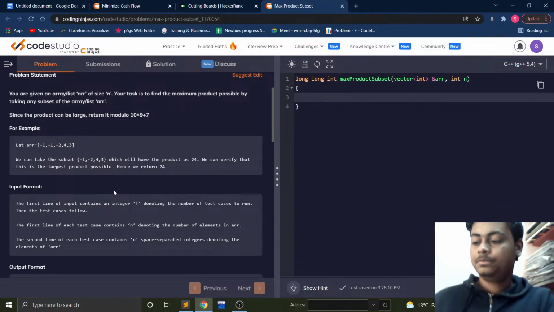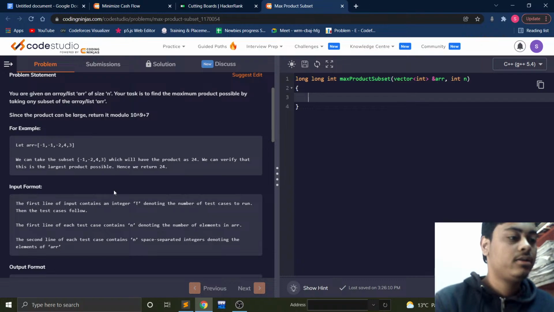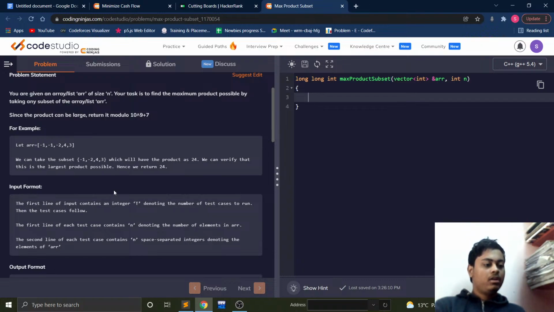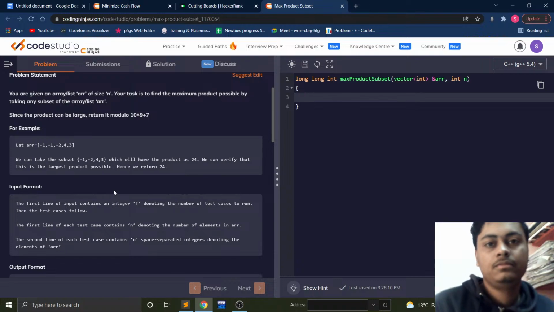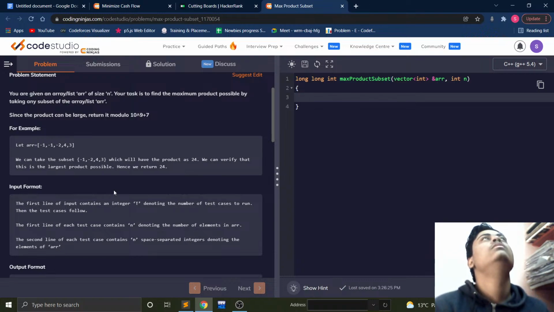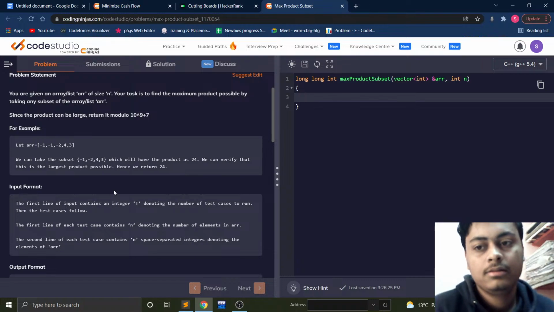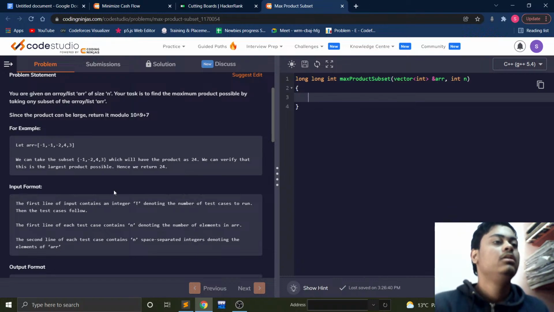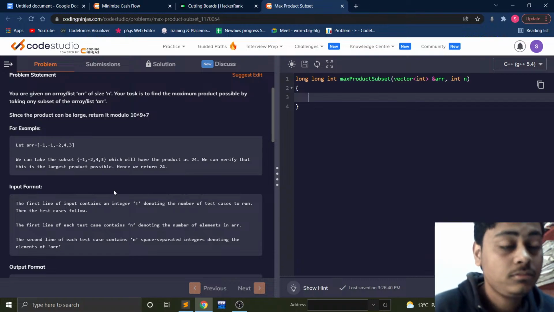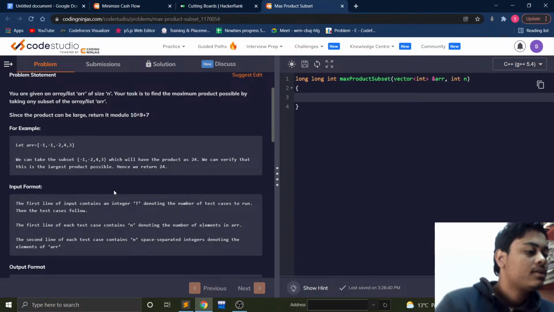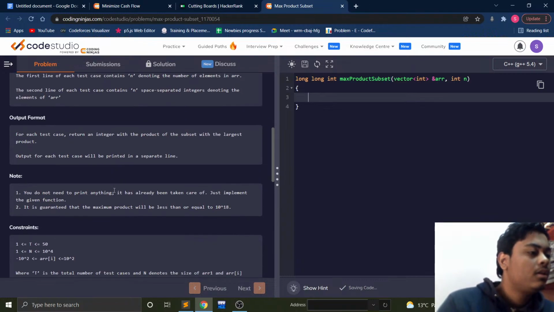So I can only leave out one negative number, and I should leave out zeros as well. I can sort the array on the basis of absolute values. Sort the array, not the values. Yeah, whatever. The first line of input is test cases, and all these things are okay. Output format.